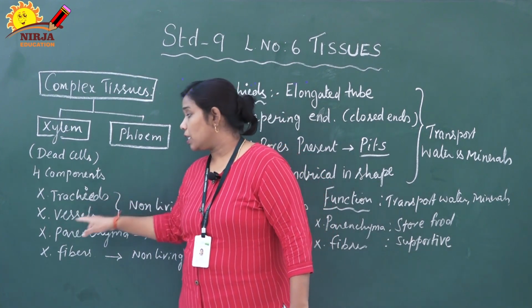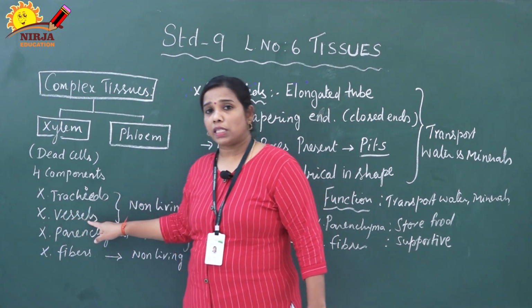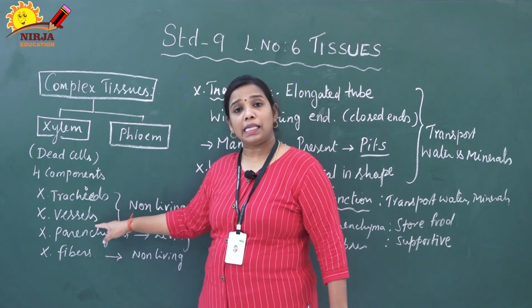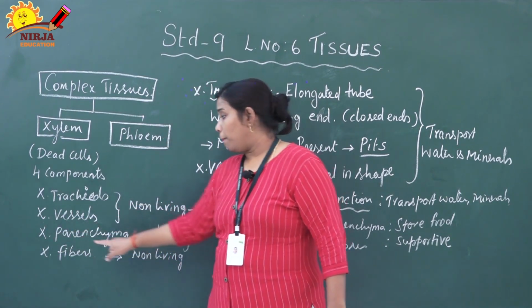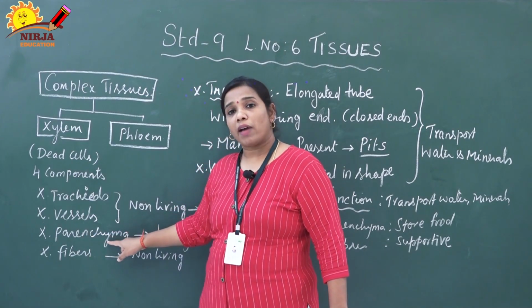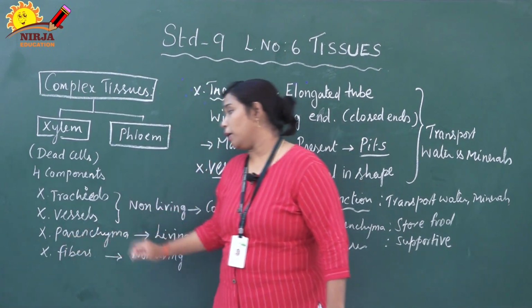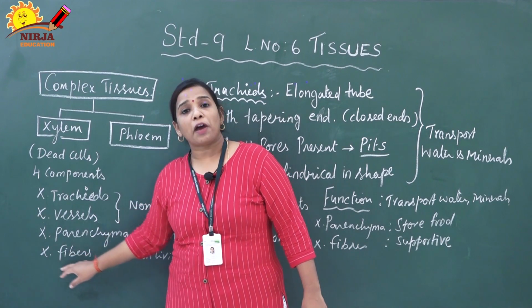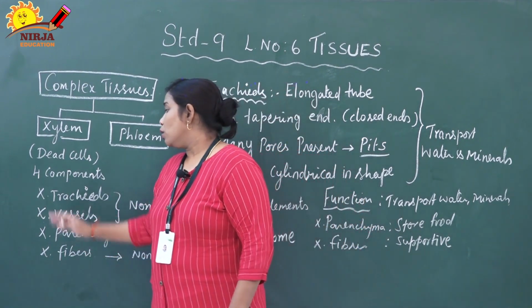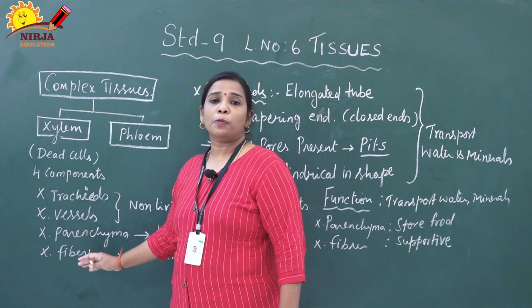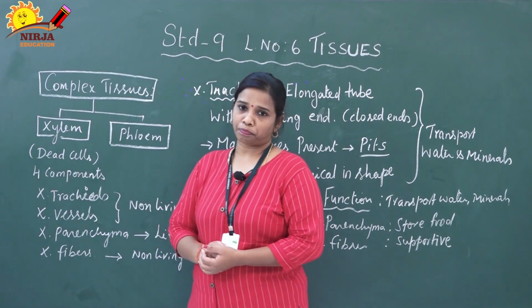The second one is xylem vessels. Third one is xylem parenchyma. The fourth one is xylem fibers, also called sclerenchyma, we can tell. So these are the four components of xylem.